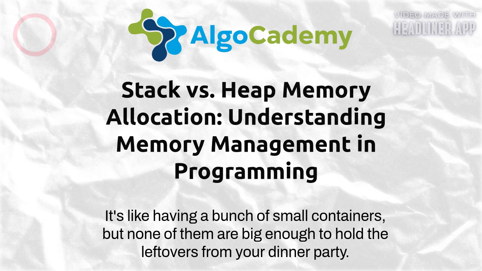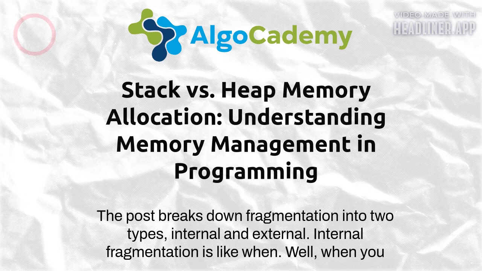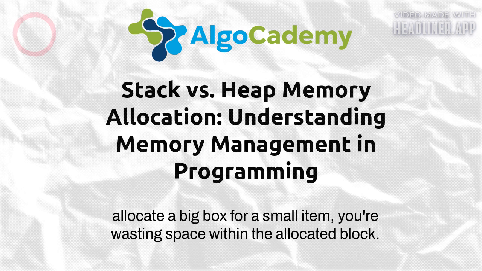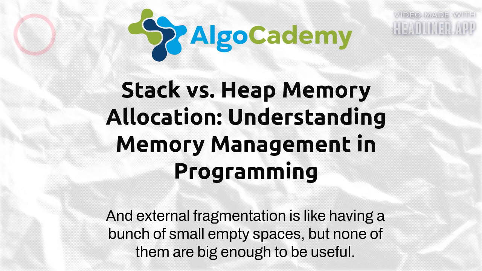It's like having a bunch of small containers, but none of them are big enough to hold the leftovers from your dinner party. The post breaks down fragmentation into 2 types, internal and external. Internal fragmentation is like when you allocate a big box for a small item, you're wasting space within the allocated block. And external fragmentation is like having a bunch of small empty spaces, but none of them are big enough to be useful.